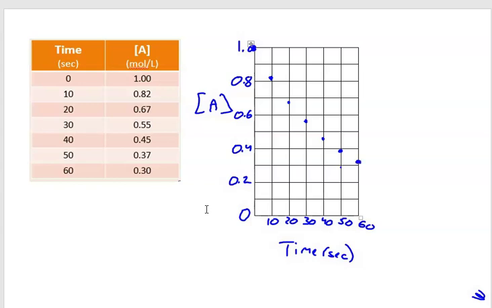So as you can see, I dropped a less distance each time because the reaction is slowing down, and so the change every 10 seconds is less than it was the 10 seconds before. If we were to continue drawing this out, it would level off, something like that.